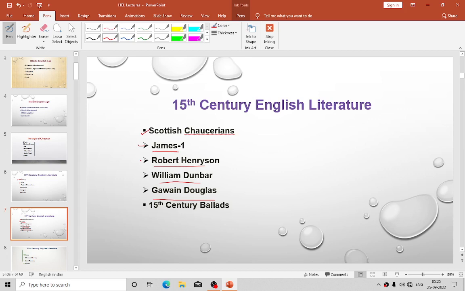That was one of the greatest Scottish Chaucerians. The personality's name is Robert Henryson. Robert Henryson comes after James, but his dates are uncertain. He was a schoolmaster. He is a much greater poet than James. He is indeed the first major poet of Scotland. He is independent and original even in his imitation of Chaucer. He has great power and remarkable variety.